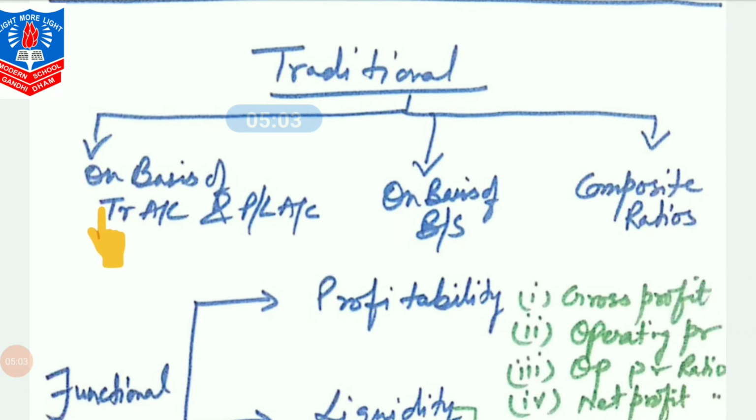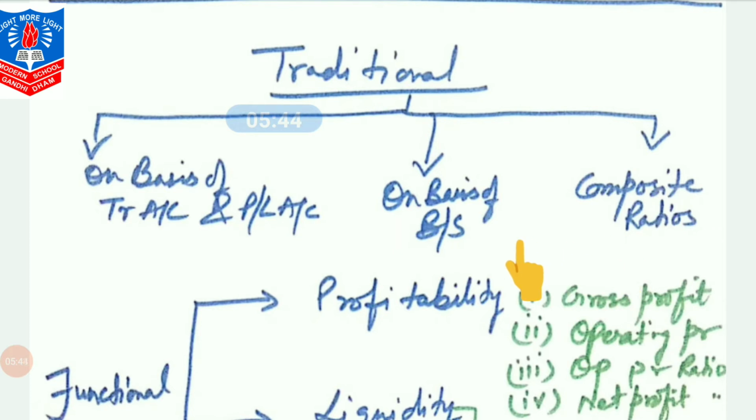Traditional. Some ratios purely use the information from trading and P&L only. Those are known as ratios on the basis of trading and P&L. Some ratios use the information only of the balance sheet. Those are known as ratios on the basis of balance sheet. But there is a third category of ratios which use information from trading, P&L and balance sheet. These are known as composite ratios. Okay, so let's move on.